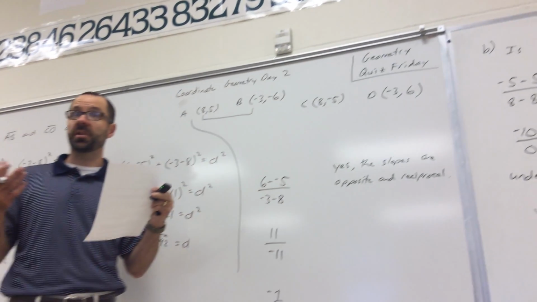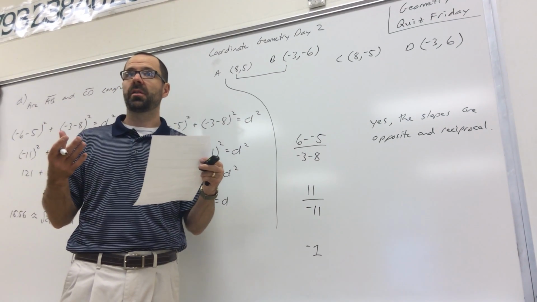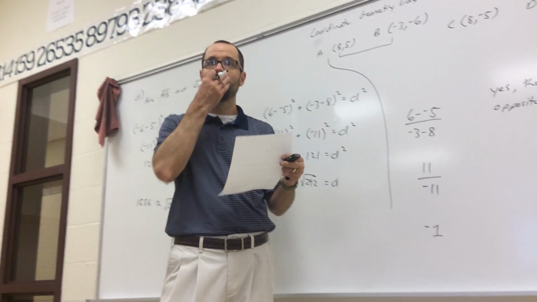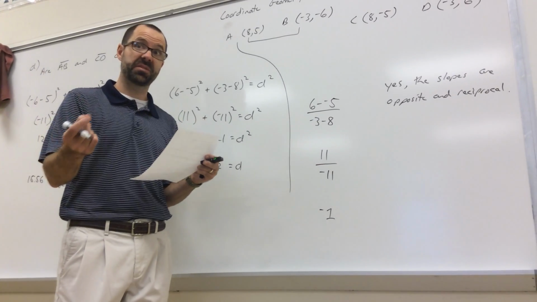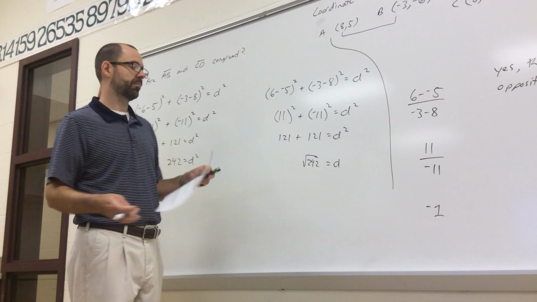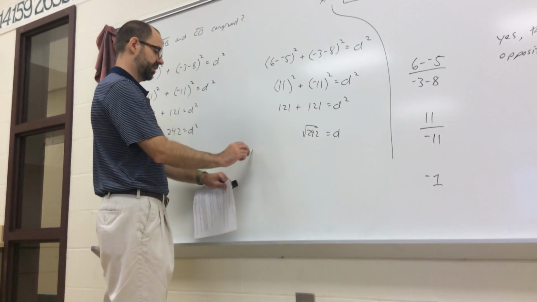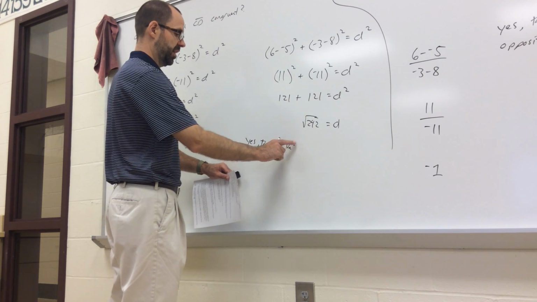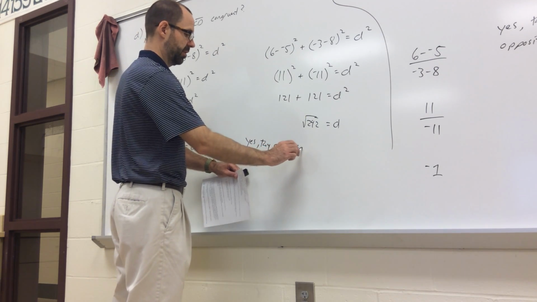So those two line segments are the same size. And also, they're obviously the same shape because they're both line segments. So they're both the same size and the same shape, so that makes them congruent. Okay, so the answer here is yes, they are the same size and same shape.